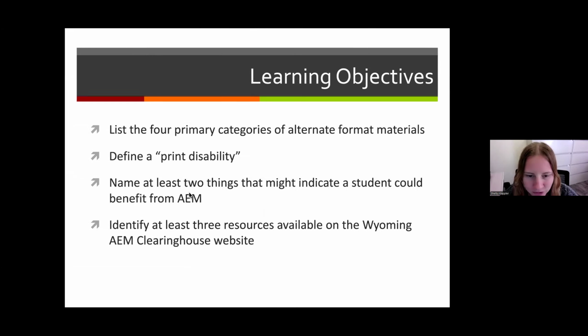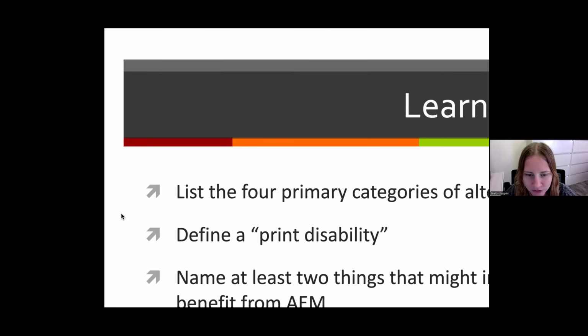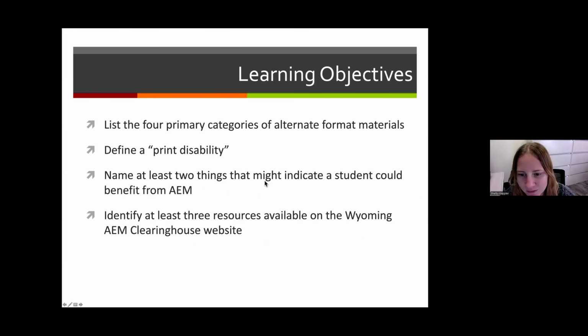Our learning objectives today: I hope that you will be able to identify the 4 primary categories of alternate format materials, as well as be able to define what a print disability is. Name at least 2 things that might indicate that a student could benefit from accessible educational materials, and identify at least 3 resources that are available on the Wyoming Accessible Educational Materials Clearinghouse website.